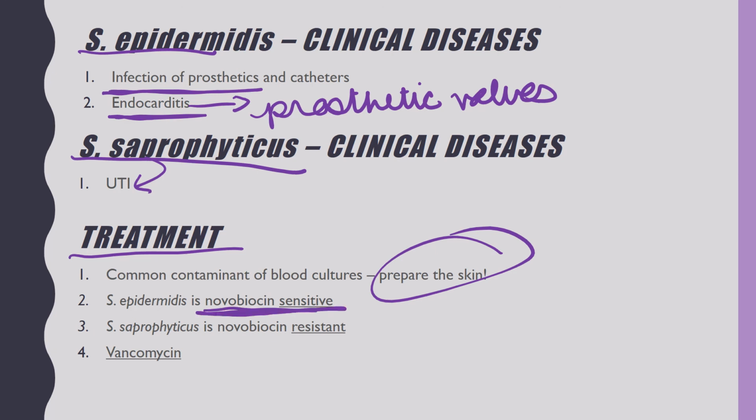Remember, both of these are coagulase negative, so that differentiates it from Staph aureus, but not from each other. So S. epidermidis is novobiocin sensitive, whereas S. saprophyticus is novobiocin resistant. That's how you can tell them apart on a plate. And the way you're going to treat it, vancomycin. Vancomycin is generally the recommended treatment there. That's all I have on these remaining staphs.